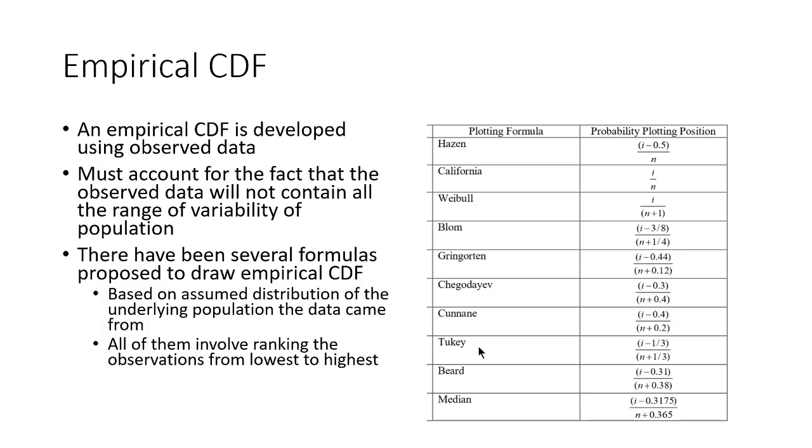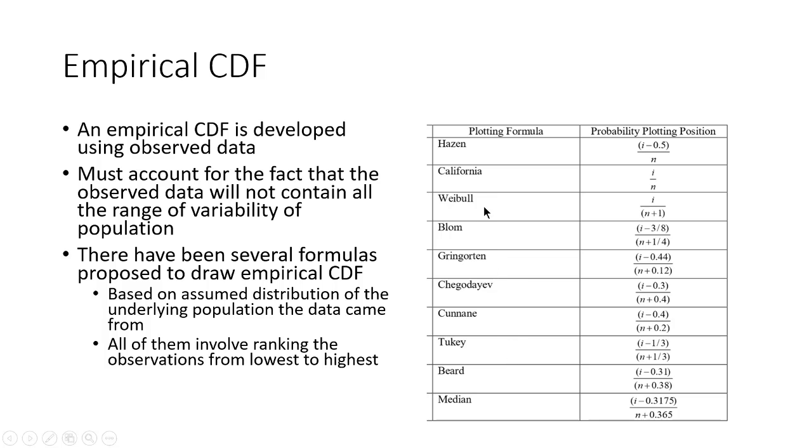So to calculate the empirical cumulative distribution function, we need to find a way to calculate the probability, or the cumulative probability, corresponding to every value of our sample. The way we do that is we use what's called a plotting position formula, or plotting formula. And as you can see, there are several formulas available in the literature. Again, this list is not exhaustive. There are actually even more formulas than that.